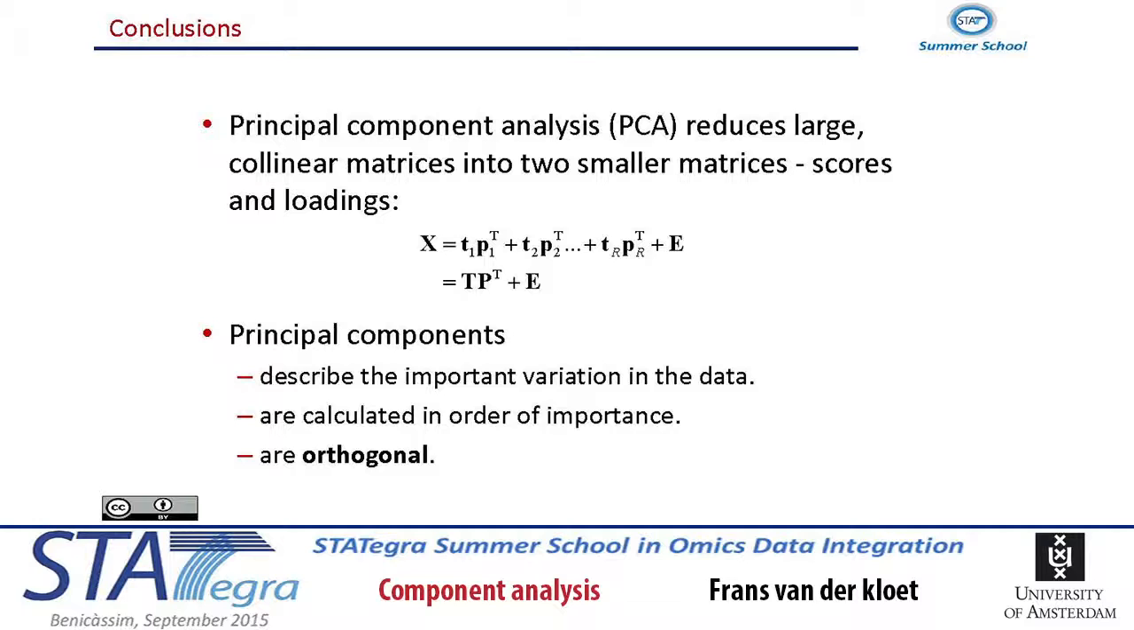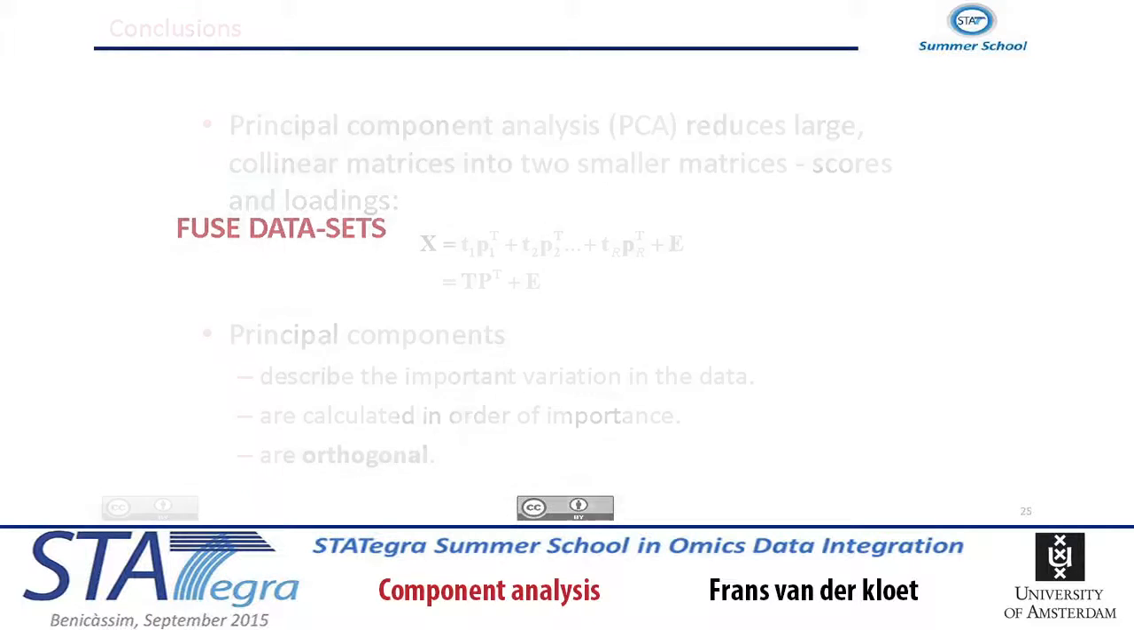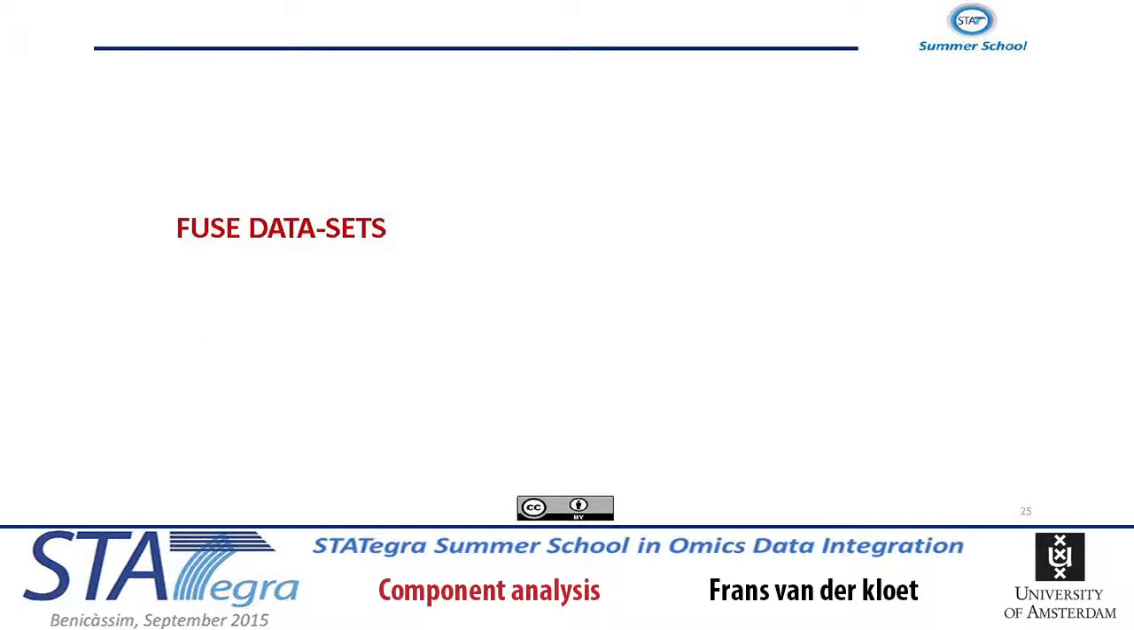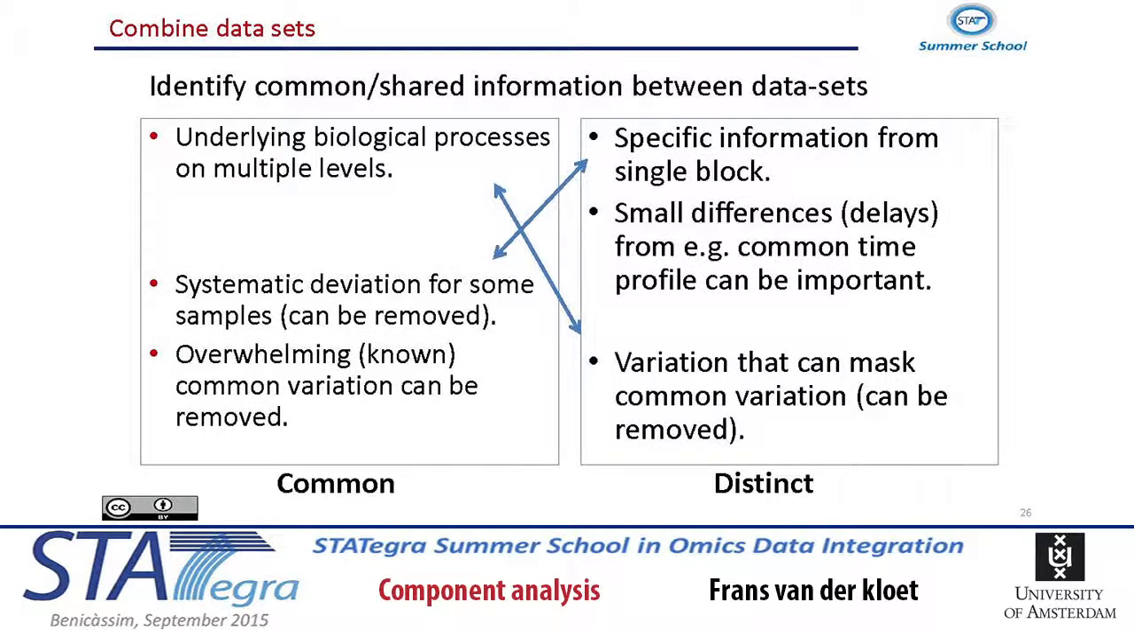Now, this is something we're going to use if we want to combine multiple data sets. So this whole idea is if we want to fuse data sets. So why would we want to fuse data sets? Well, first of all, if I have an mRNA and a microRNA data set, I want to combine these data sets, and I want to know, can I relate them to each other, or can I get some more information out of it if I combine them?